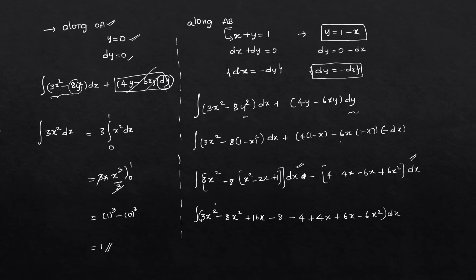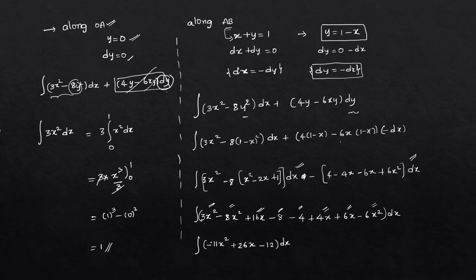Now see here, it is 3x square minus 8x square minus 6x square: 3 minus 8 minus 5, minus 6, minus 11x square. And 16x, 4x, 6x: 16x plus 4x is 20x, 20x plus 6x is 26x. And the remaining thing is minus 8 minus 4, minus 12. Only minus 12 remains, minus 12 dx.